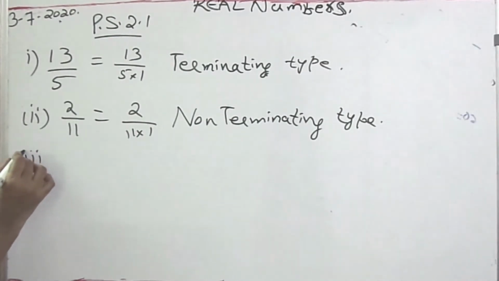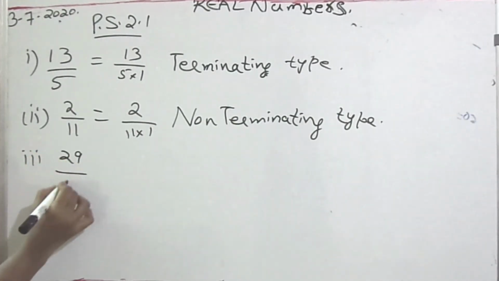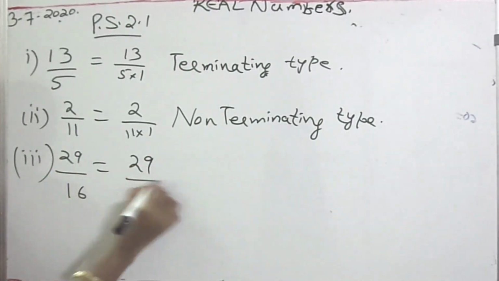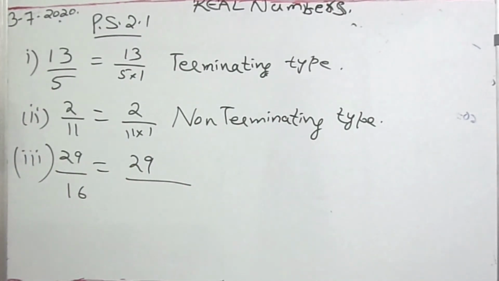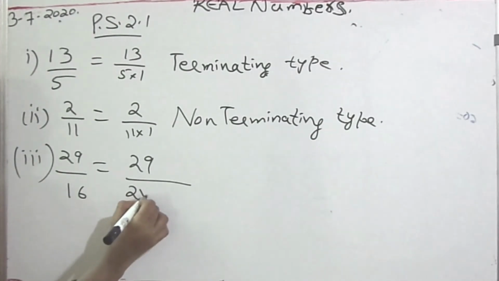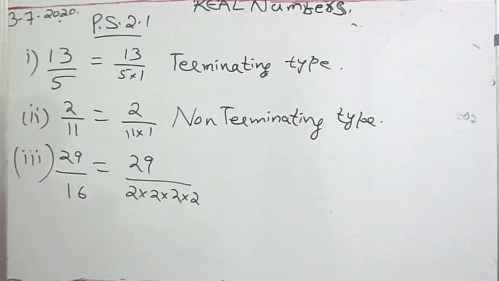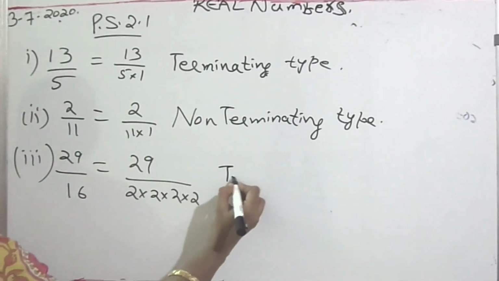Third, 29 upon 16. The denominator can be broken up into factors. What are the factors of 16? 2 into 2 into 2 into 2. Now we have seen in the steps, if the prime factors are only 2, only 5, or a combination of 2 and 5. So here it is only 2. So that means this is terminating type.